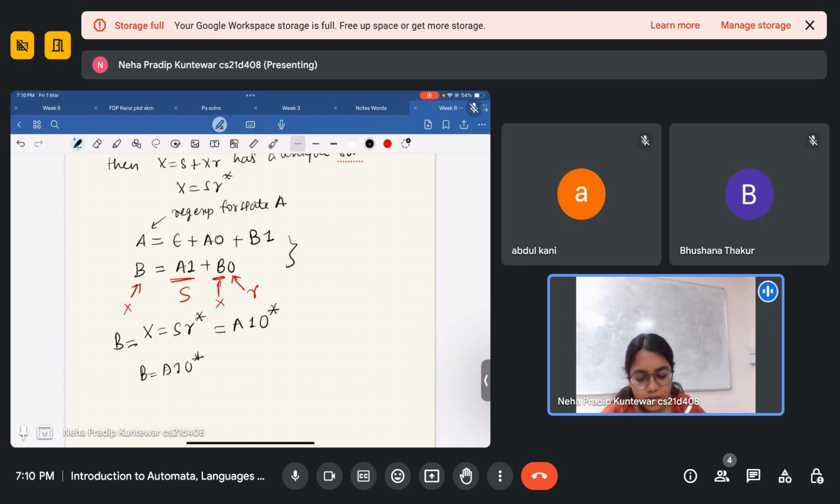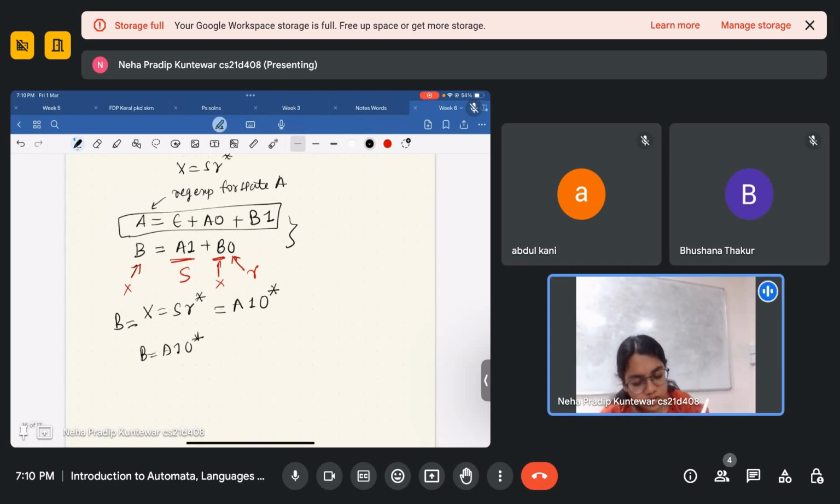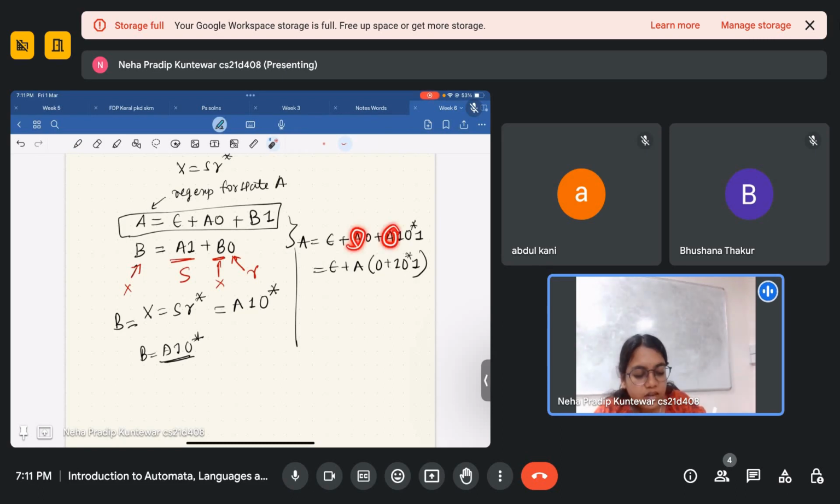What we will do is plug this value into the first equation. It gives A = epsilon + A0 + B1, where B is substituted with A10 star, followed by 1. Now this can be written as A = epsilon + A(0 + 10 star 1). We basically found the common factor A and wrote everything else in brackets. That is the simple thing that we did.